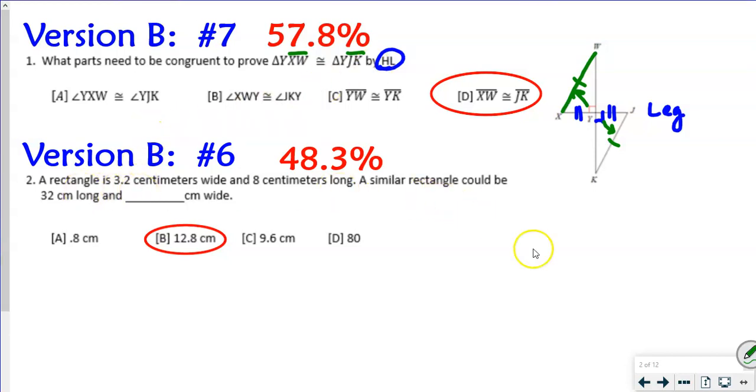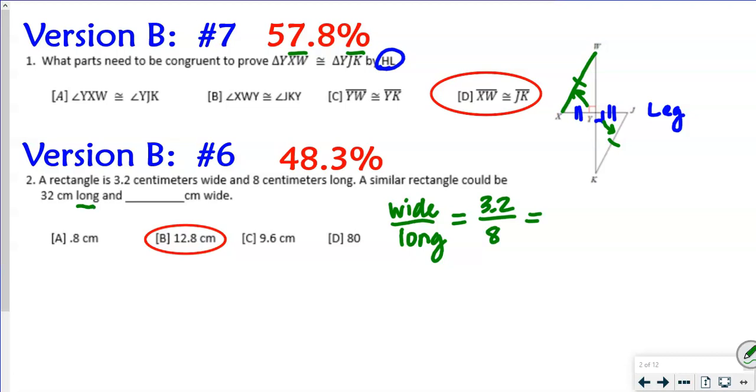All right, then the next one says a rectangle is 3.2 centimeters wide and 8 centimeters long. A similar rectangle could be 32 centimeters long and blank centimeters wide. So this is what I'm going to do first. I'm going to talk about how to set this up. I'm going to do wide over long, okay? So that means I'm going to do 3.2 over 8, and that's going to be equal to a similar rectangle that is 32 centimeters long.